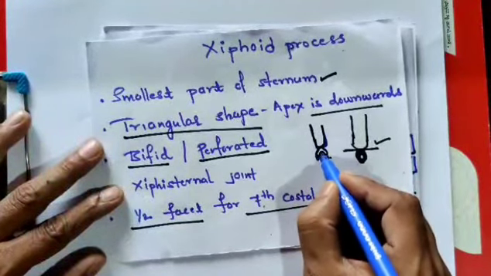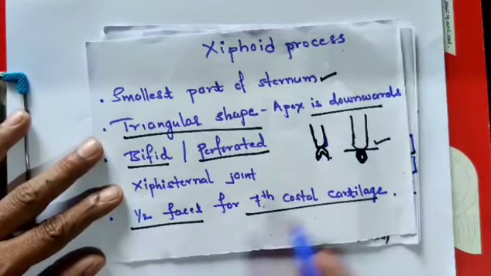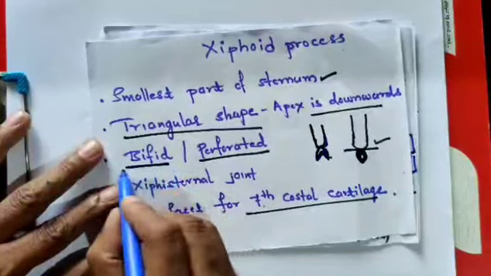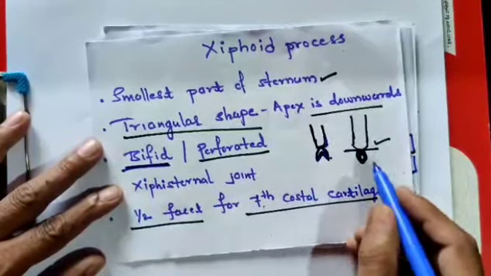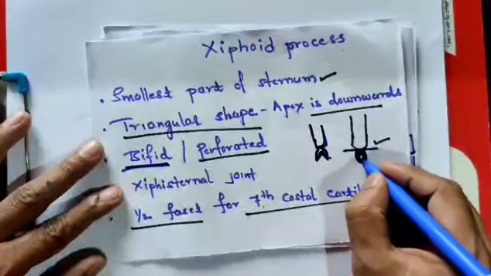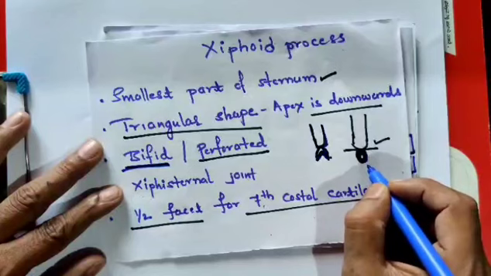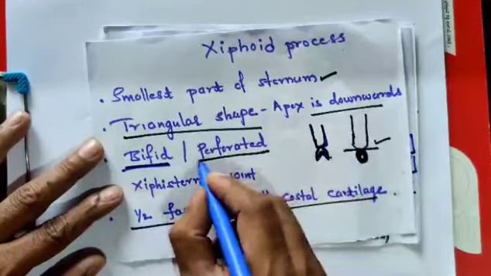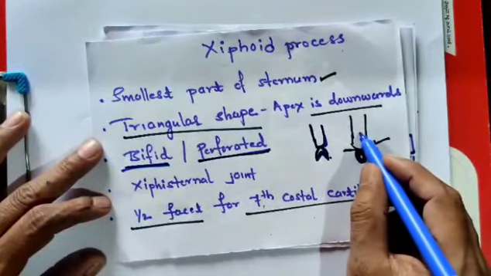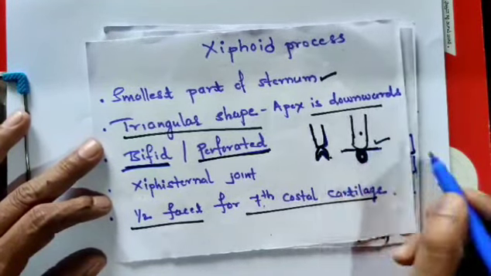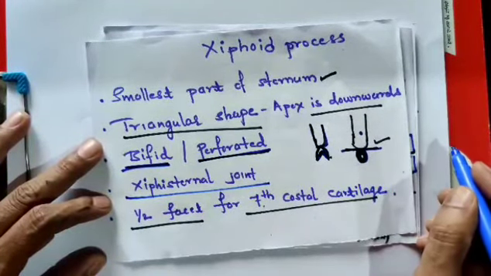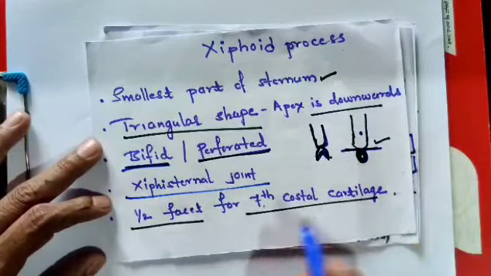the xiphoid process is split into two processes. If this type of xiphoid process is found, then it is called a bifid xiphoid process. And sometimes in some individuals, it is not bifid, but it is circular, and there is a central hole. This type of xiphoid process is called a perforated xiphoid process. And this xiphoid process is articulating with the body of the sternum. This is called the xiphisternal joint.